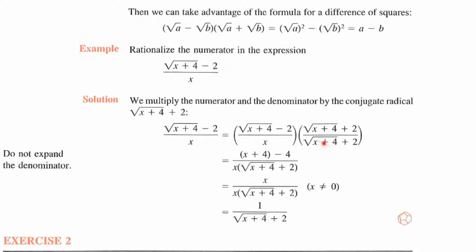By multiplying and dividing the expression by the conjugate, the numerator is x + 4 - 4, the difference of squares. We collect the like terms. We have x over (square root of (x + 4) + 2). Obviously, x shouldn't be 0. In this expression, x is greater than or equal to negative 4, but x is not 0. And it can be simplified as 1 over (square root of (x + 4) + 2).